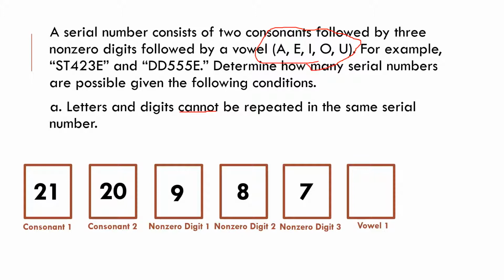And then for my vowel, they told me that there are 5 vowels. The last thing I need to do is multiply these all out: 21 times 20 times 9 times 8 times 7 times 5 is equal to 1,058,400. So that's how many options there are for serial numbers if letters and digits cannot be repeated. So here's my answer.